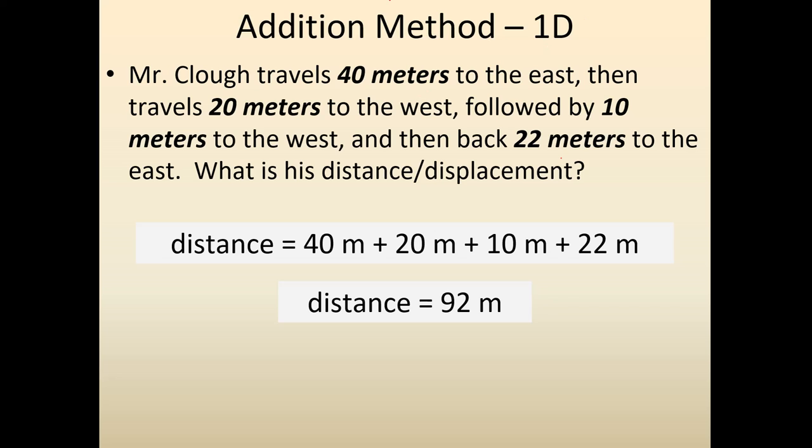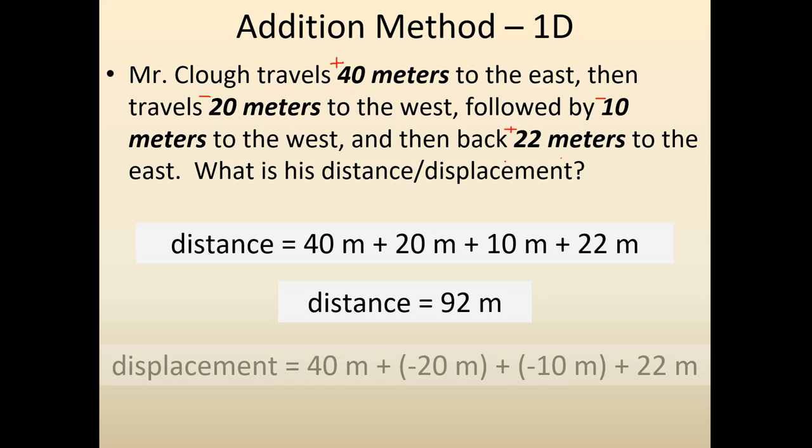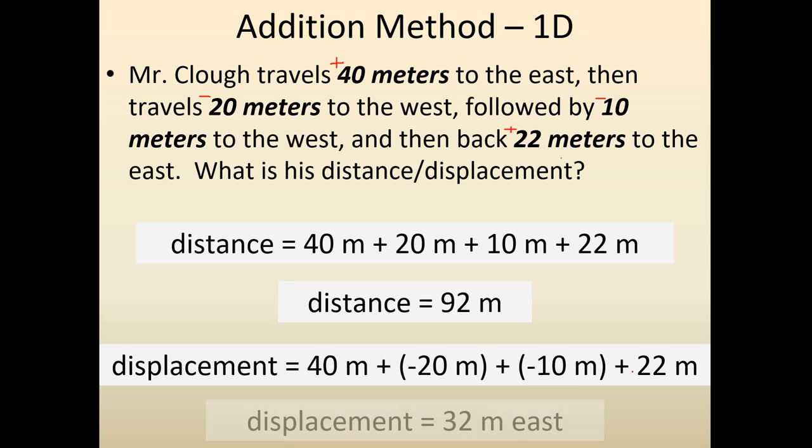Now for the displacement, I need to put the signs where they belong. So 40 meters east, this is a positive number. 20 meters west is going to be a negative number. 10 meters west makes this a negative number, and 22 meters east makes this a positive. So I'm going to have positive 40 plus negative 20 plus negative 10 plus 22. And I end up getting my displacement of 32. Because the final answer is positive, that means it's to the east.